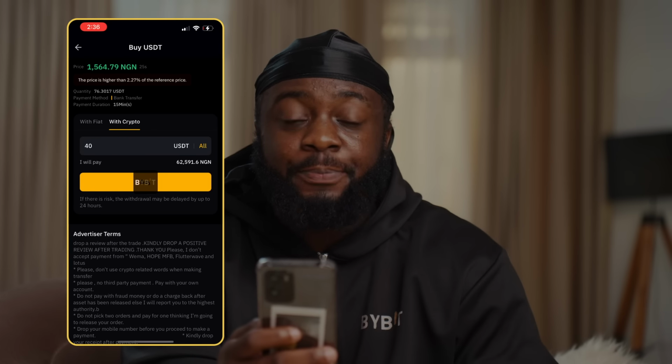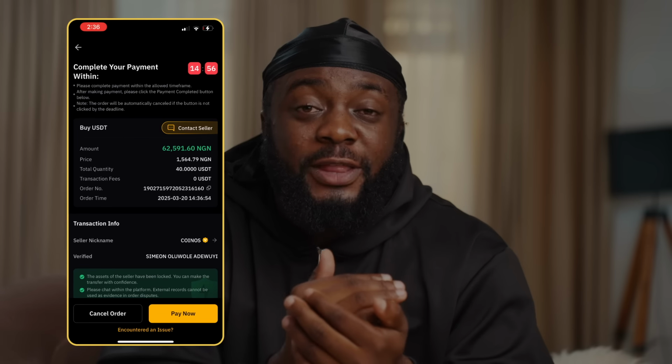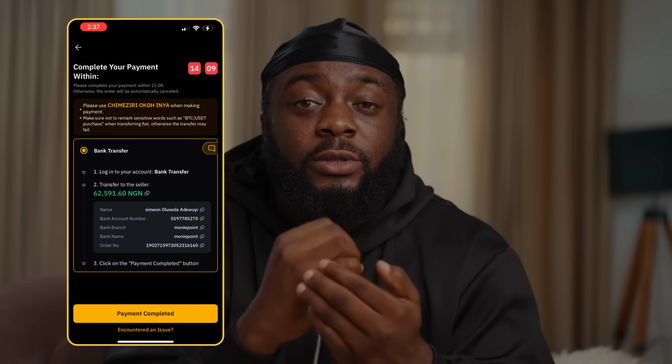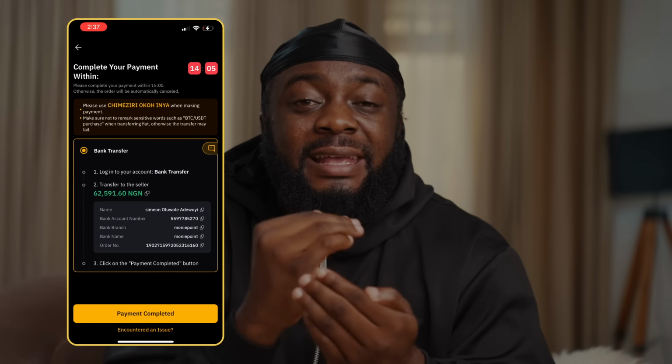Once you click on buy, a page will pop up. Input the amount you want to buy, click on pay now, copy the seller's account details and make payment. Once you have made payment, kindly click on payment completed. After the payment has been confirmed, the seller releases your USDT and it is credited directly to your funding account. Now, we are ready to start trading the spot and derivatives market.